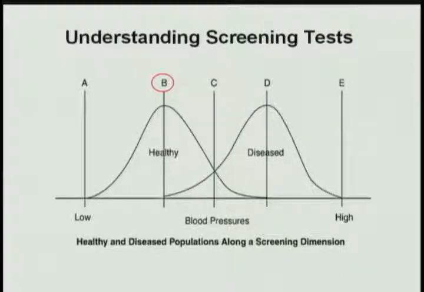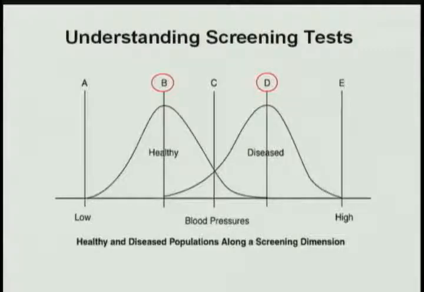All right, if B is optimum sensitivity, what is optimum specificity? Well, that would be D. Because once again, from D over, everything's a negative. Hence, at D, all the healthy people are correctly labeled. True negative. All right, well, you can guess what's coming next.